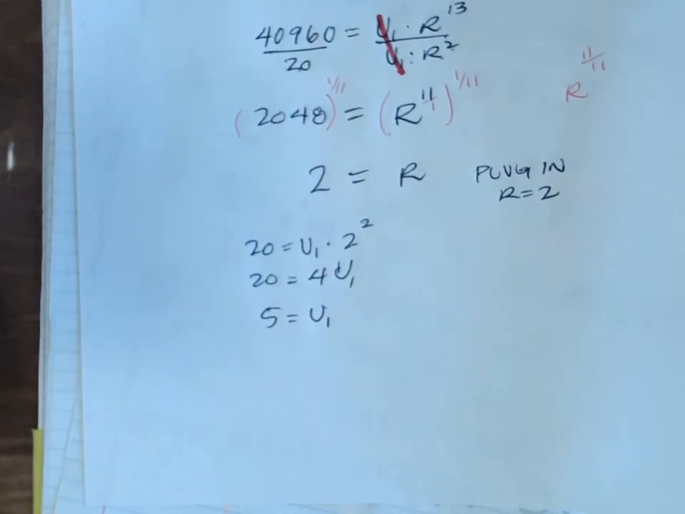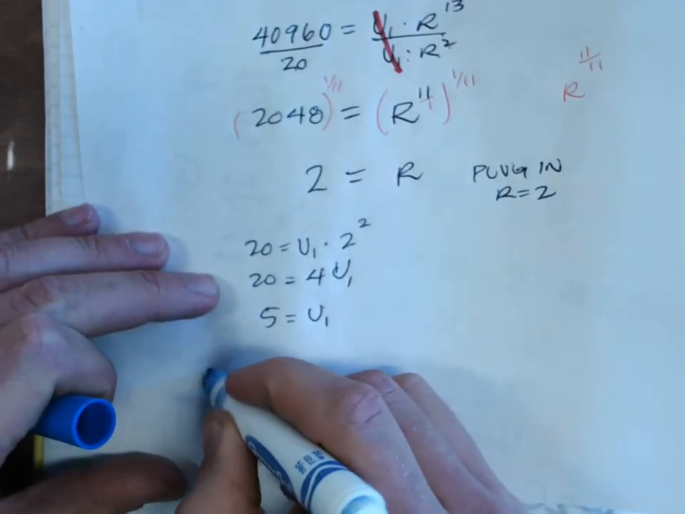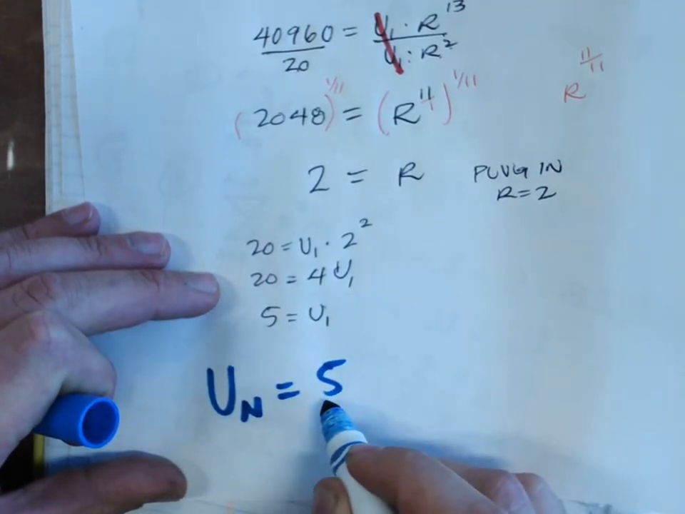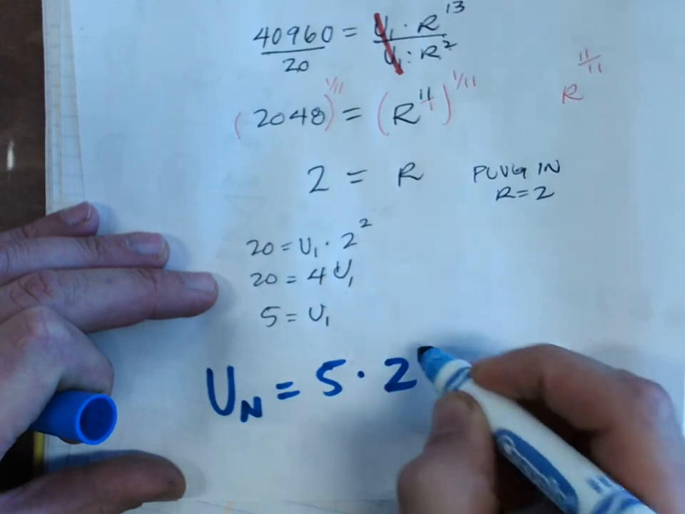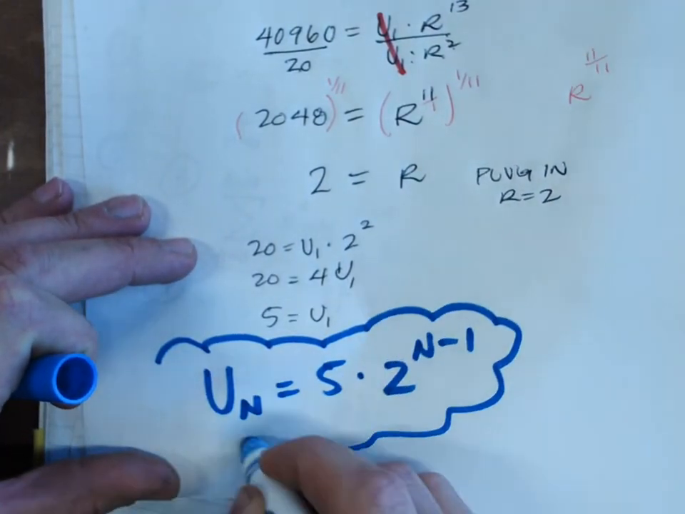If we wanted to further the problem and do something else with this information, we could use the equation with our specific numbers plugged in: 5 times 2 to the n minus 1. So that is useful if the problem continues on.